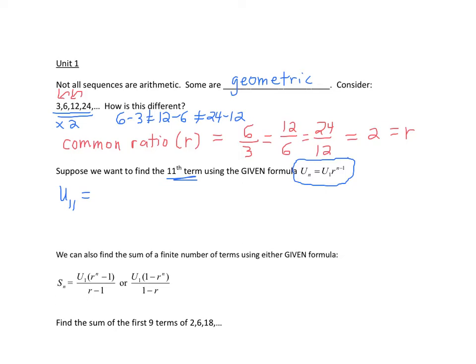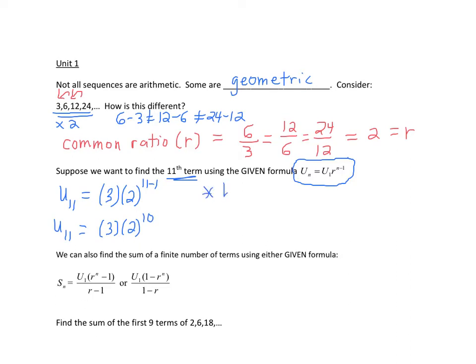If we're going to use this formula to find the 11th term, we're really trying to find u sub 11. So it tells us in our formula first we need u sub 1, which is our first term. So that's 3. Then we see that it's multiplied by r. Well, our common ratio is 2. And then it's raised up to the n minus 1 power, so that's 11 minus 1. So if we clean this up, we have 3 times 2 raised to the 10th.